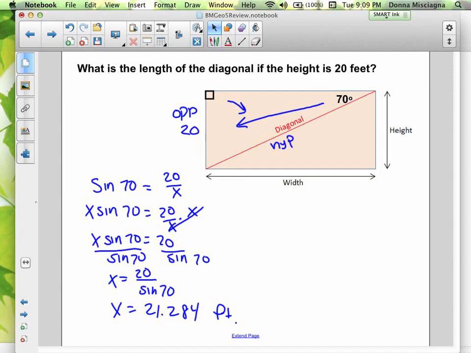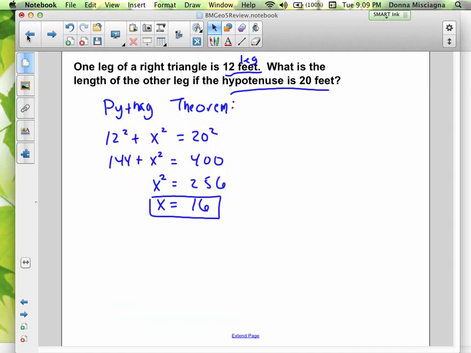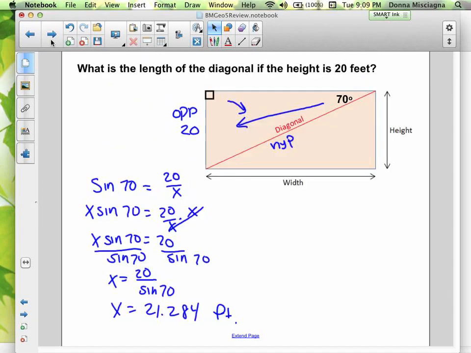All right, so this was the last problem I have on trig ratios. As you see, sometimes we'll use the Pythagorean theorem when we have two sides of a right triangle, and sometimes we'll use our trig ratios.